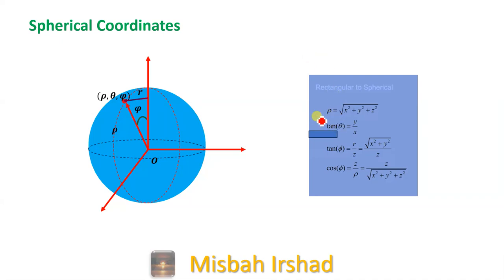Rho is the radius of the sphere, so rho is equal to the square root of x square plus y square plus z square, and this is also the distance between the origin and the point. Tangent theta is y over x. So theta can be written as tangent inverse y over x, and tangent phi is r over z. R here is the square root of x square plus y square, over z, and phi can be written as tangent inverse of square root of x square plus y square over z. So these are the transformation equations of rectangular and spherical coordinates.